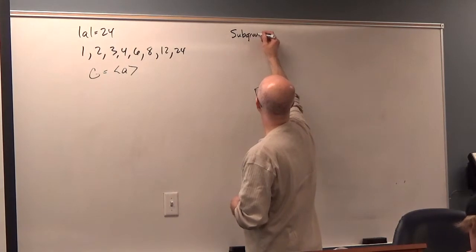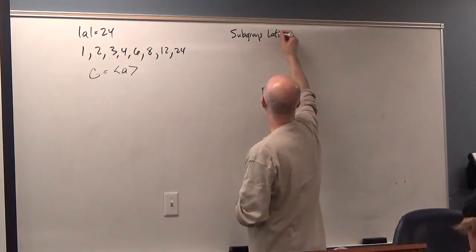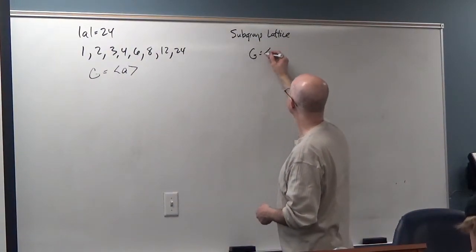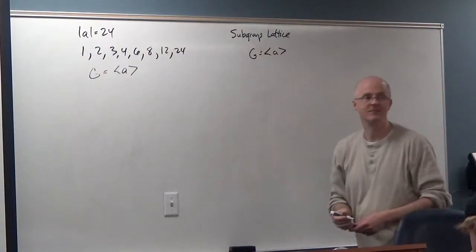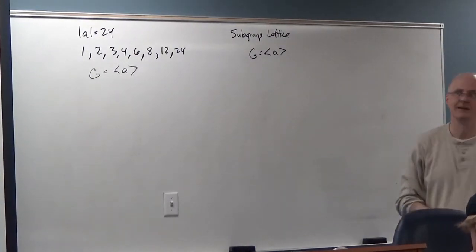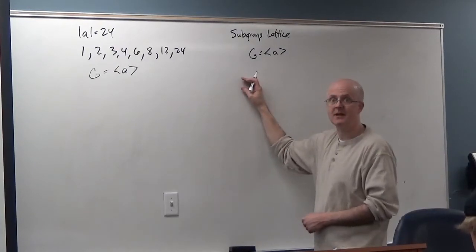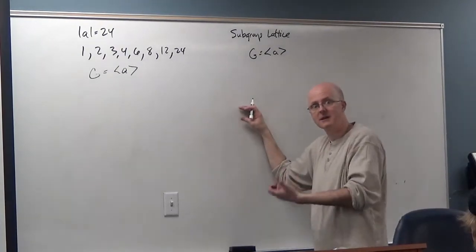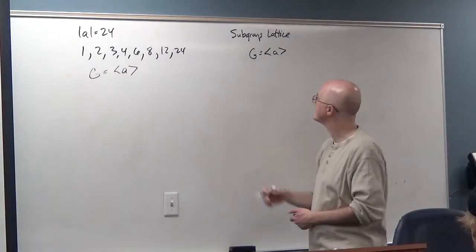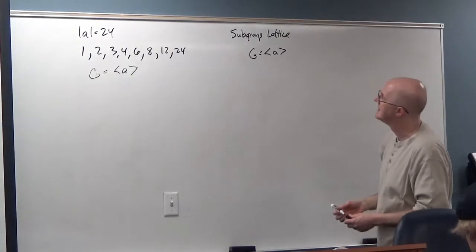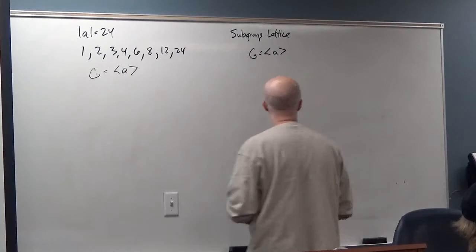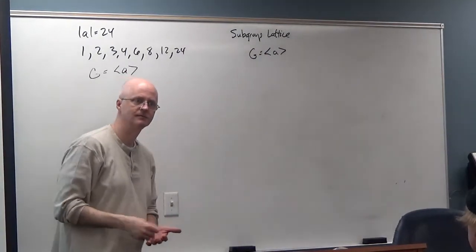Subgroup lattice. You put the whole group up top. Underneath, you put proper subgroups. And if you've got a certain proper subgroup that also has other proper subgroups of it, you put those underneath that intermediate one. This has order 24. There is a cyclic subgroup of order 12. What would be a generator of a cyclic subgroup of order 12?